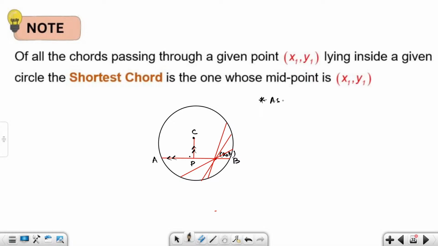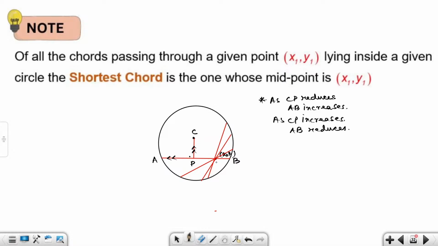Let us say, as CP reduces, AB increases. Yes or no? As CP increases, AB reduces. Yes or no? Okay.